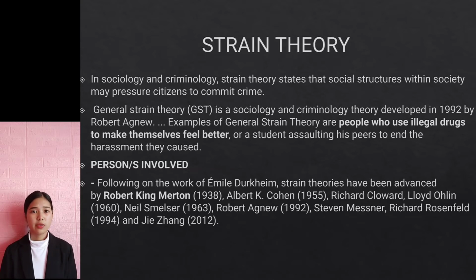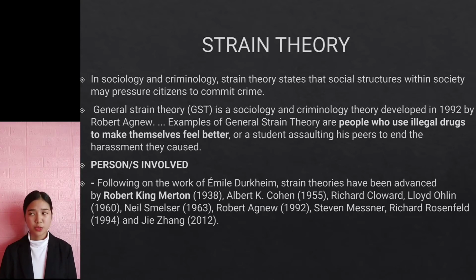General strain theory is a sociology and criminology theory developed in 1992 by Robert Agnew. Examples of general strain theory are people who use illegal drugs to make themselves feel better, or a student assaulting his peers to end the harassment they cause. The persons involved here is the work of Emile Durkheim. Strain theories have been advanced by Robert King Merton in 1936 and Albert K. Cohen in 1955, Richard Cloward and Lloyd Ohlin in 1960.